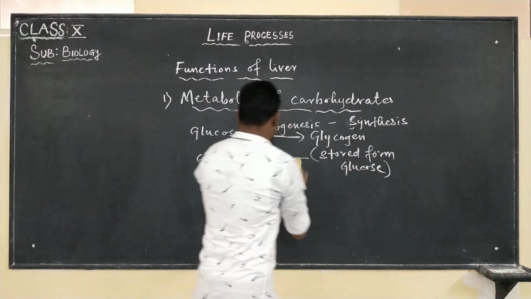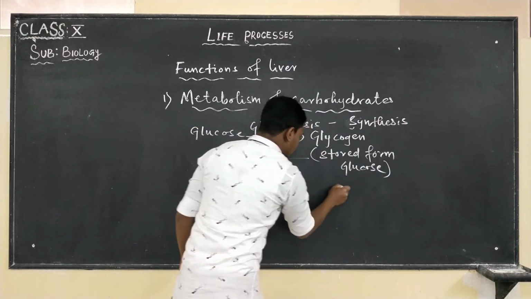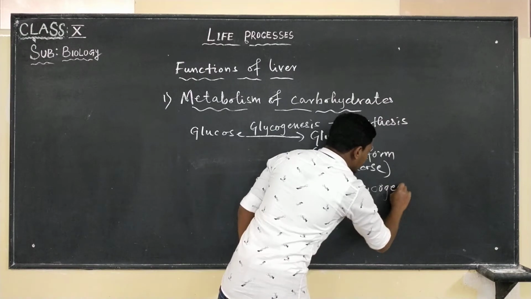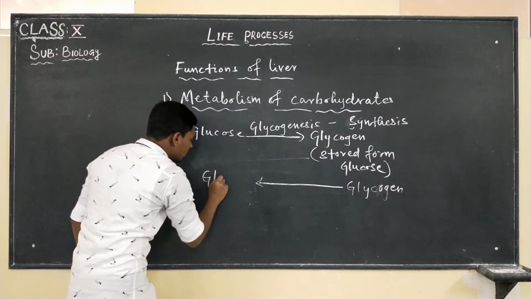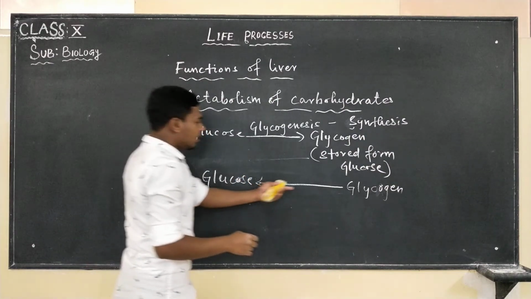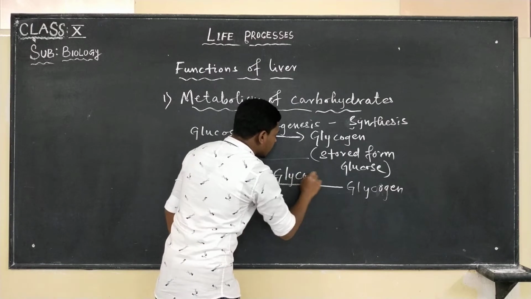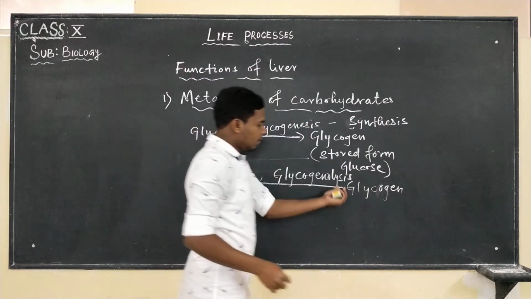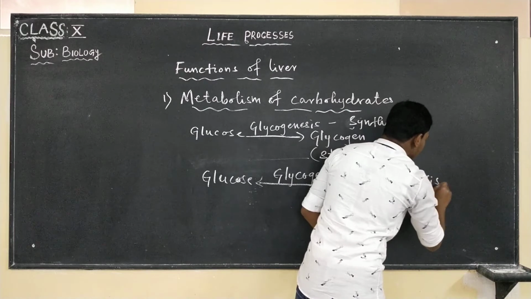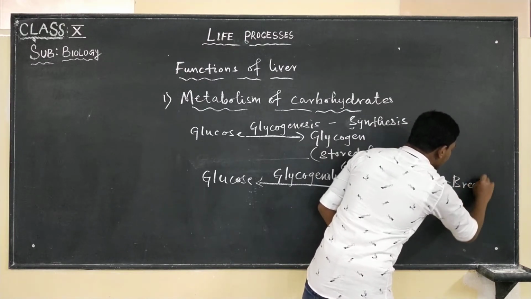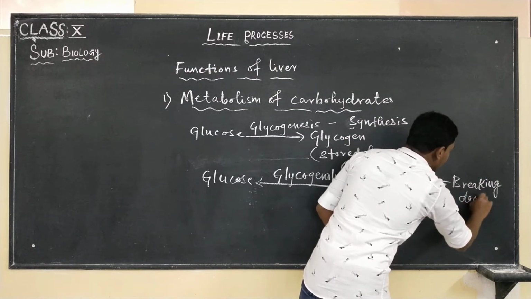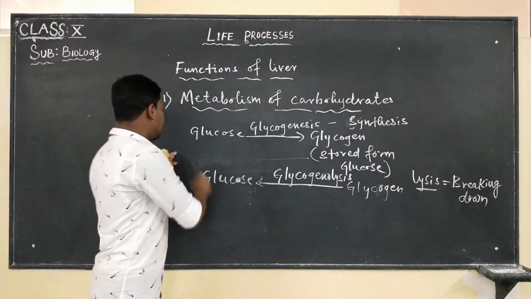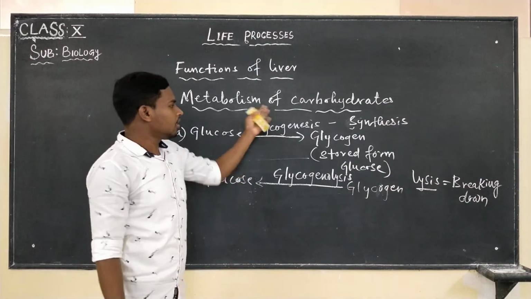So the stored form of glucose is what? Glycogen. Glycogen is again broken down into glucose, and this process is known as glycogenolysis. Lysis normally means breaking down. This is how the first process takes place in metabolism of carbohydrate.